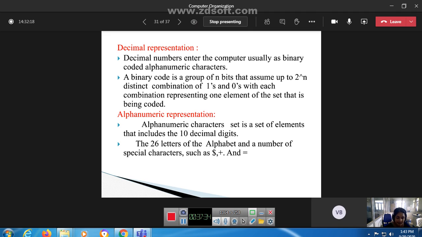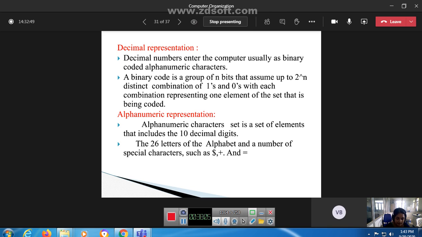A set of 8 elements requires a 3-bit code, a set of 16 elements requires a 4-bit code, and so on. The bit assignment most commonly used for the decimal digits is the straight binary assignment listed in the first 10 entries of the table. This particular code is called binary coded decimal and is commonly referred to by the abbreviation BCD. Okay, so next coming to alphanumerical representation.